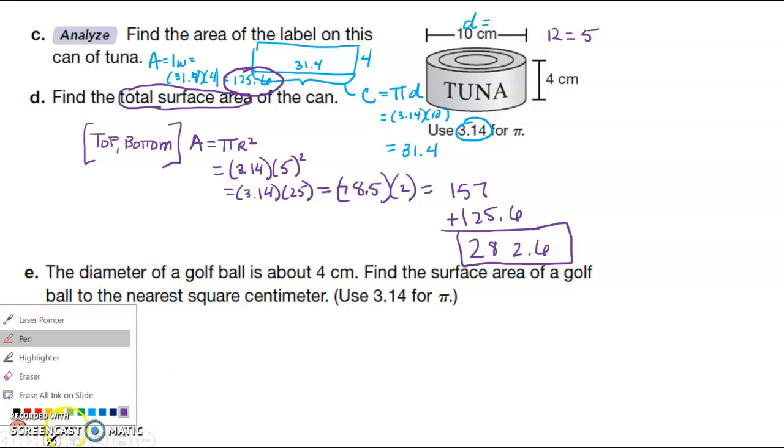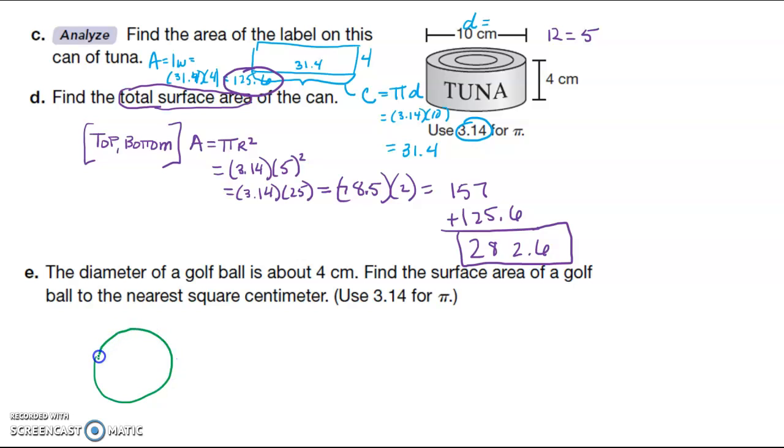E, let me change colors. The diameter of a golf ball is 4 centimeters. Find the surface area of the golf ball to the nearest square centimeter. Okay, there is a formula for this. So hold on just a second.